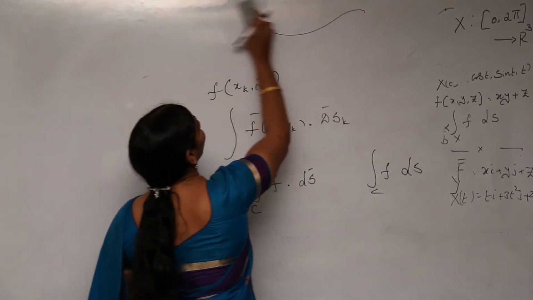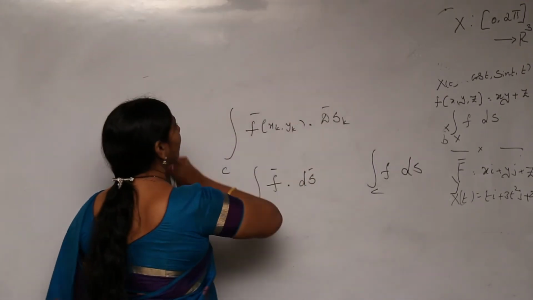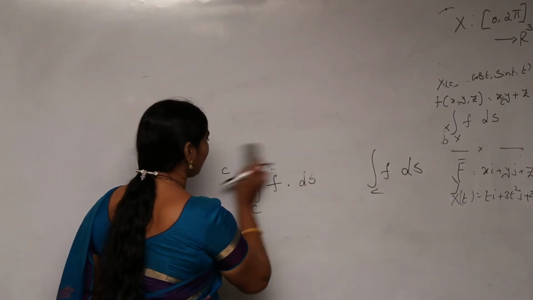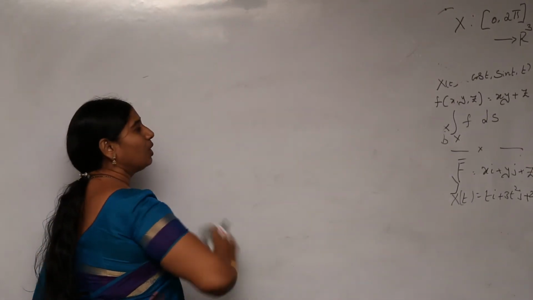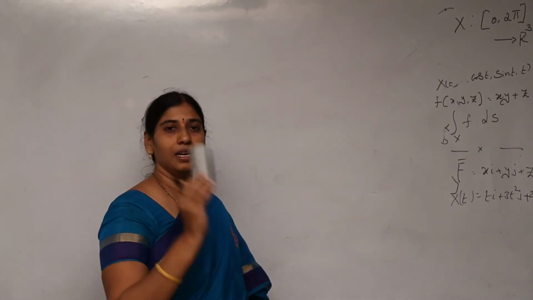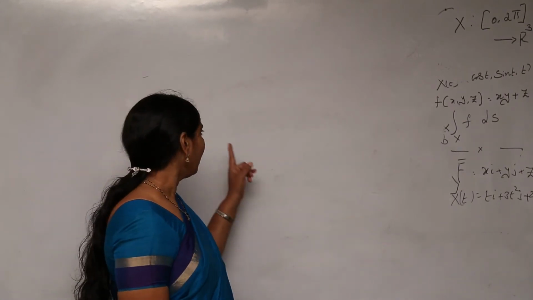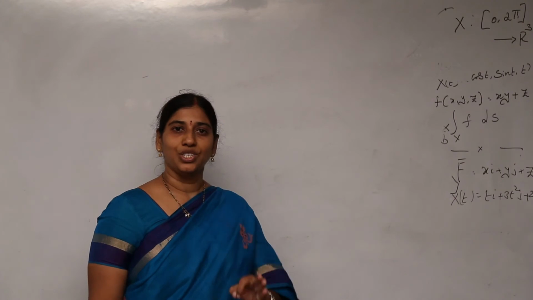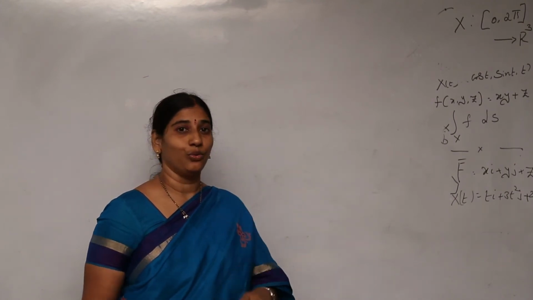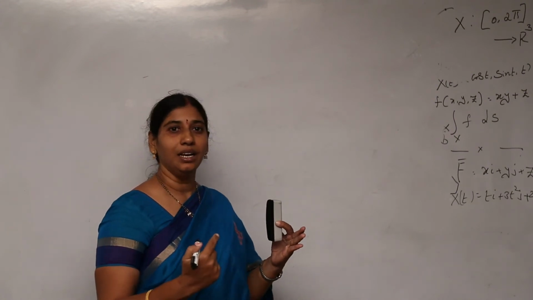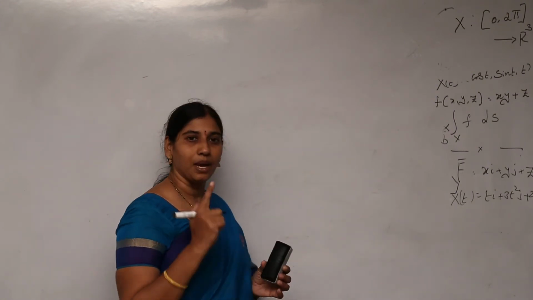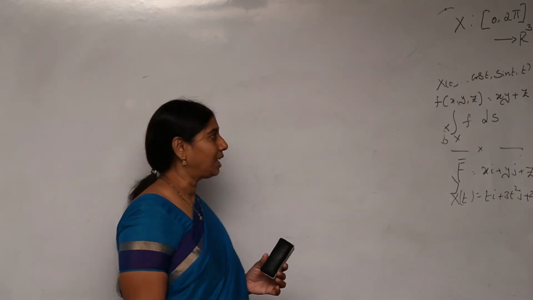So the only difference is that if the function you are considering is a scalar function, that gives rise to a scalar line integral, and if the function you are considering is a vector valued function with a specific direction, then the integral we consider becomes a vector line integral.